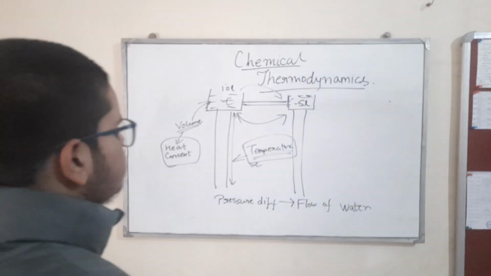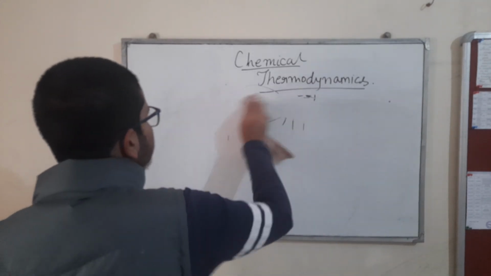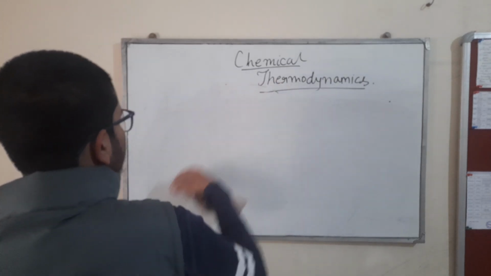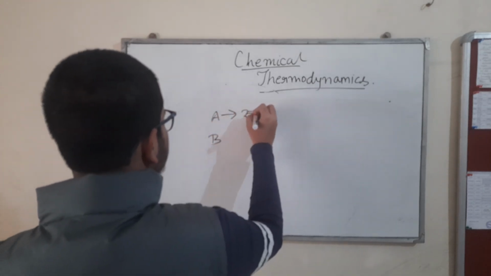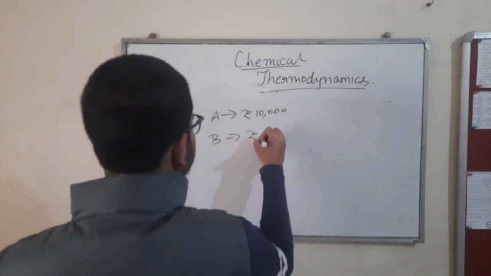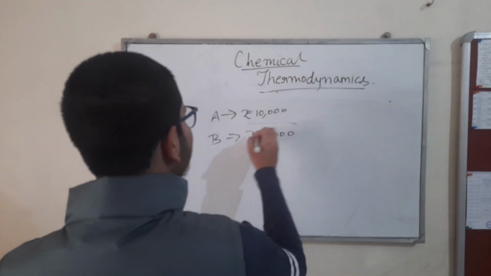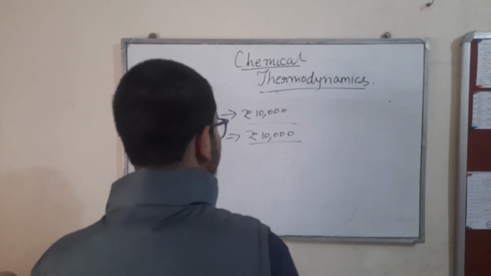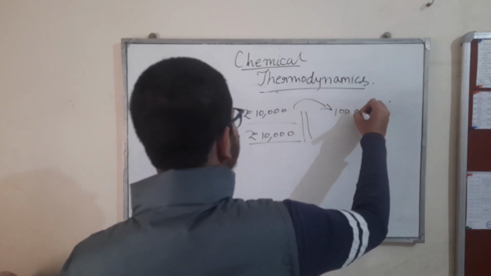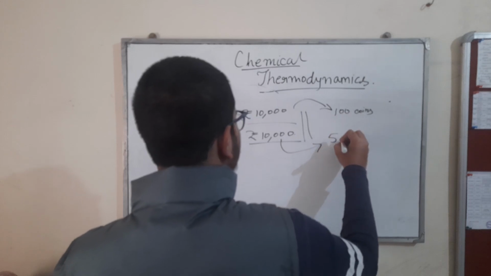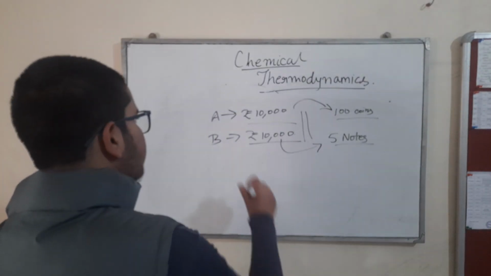Let me explain with another metaphor. Suppose there are two people, person A and person B. Person A has 10,000 rupees. Person B also has 10,000 rupees. I said 2,000 at first, sorry. Both of them have 10,000 rupees. Now this person has them in the form of 100 coins, and this person has them in the form of 5 notes. Now both have 10,000 rupees.